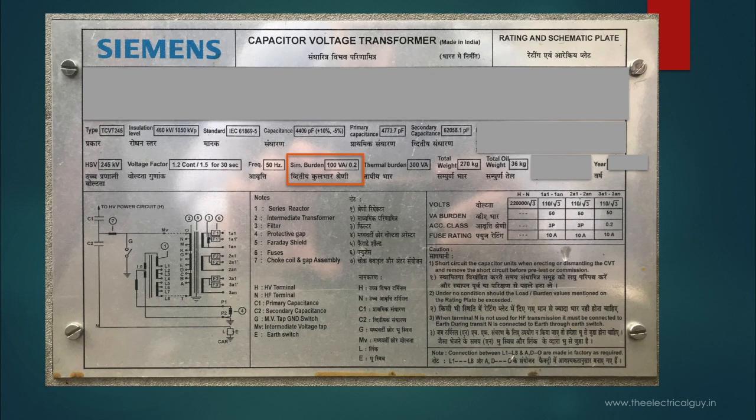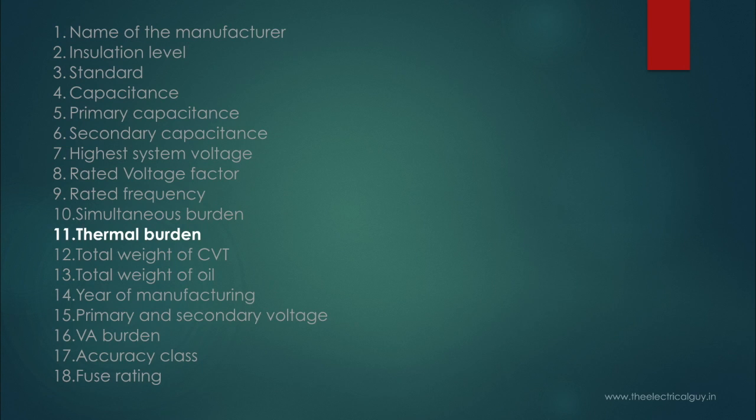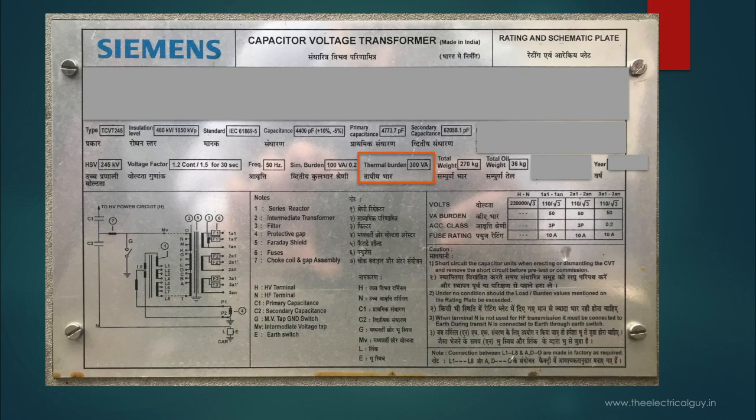On our nameplate it is mentioned as 100 VA, which means we can connect a total of 100 VA on all the windings put together and still get the accuracy of 0.2. Next is thermal burden. This indicates the total amount of apparent power we can take from CVT at the same time without increasing the temperature of CVT above the specified limit by IEC. On the nameplate it is mentioned as 300 VA, which indicates we can take up to 300 VA power without increasing the temperature of CVT.